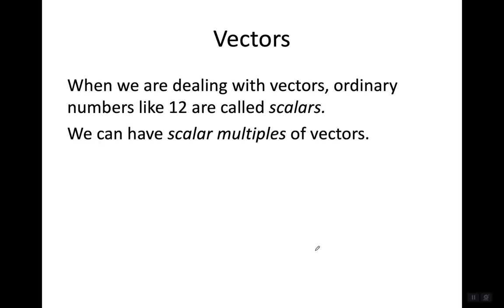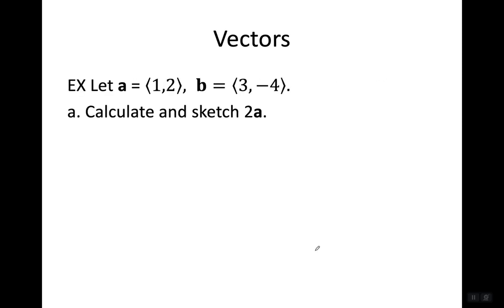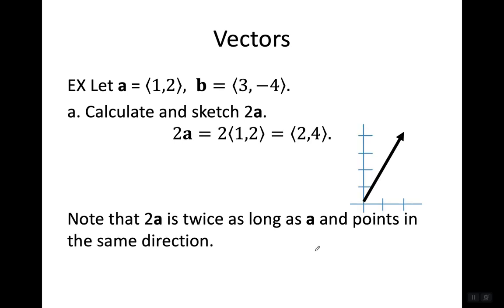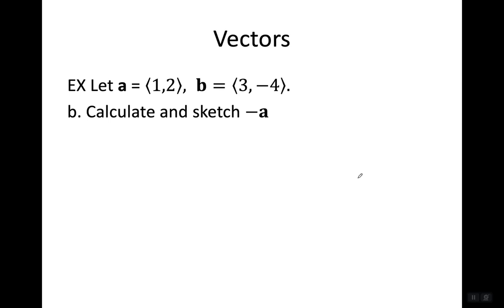When we're dealing with vectors, ordinary numbers like 1 and 2 are called scalars. We can have scalar multiples of vectors. For example, A is 1, 2, B is 3, negative 4. Calculate and sketch 2A. That's a scalar multiple of A. 2A is 2 times 1, 2. In other words, it's 2, 4. Notice that 2A is twice as long as A and points in the same direction.